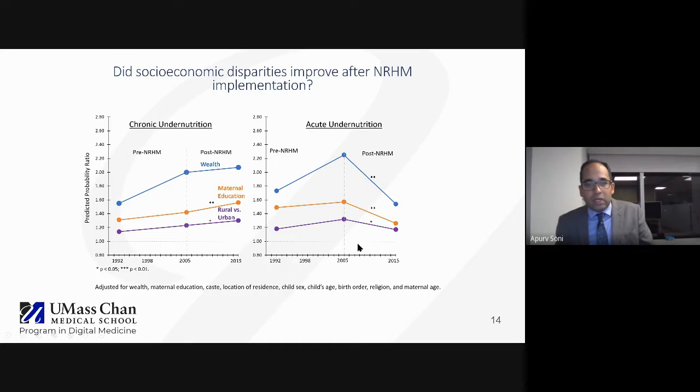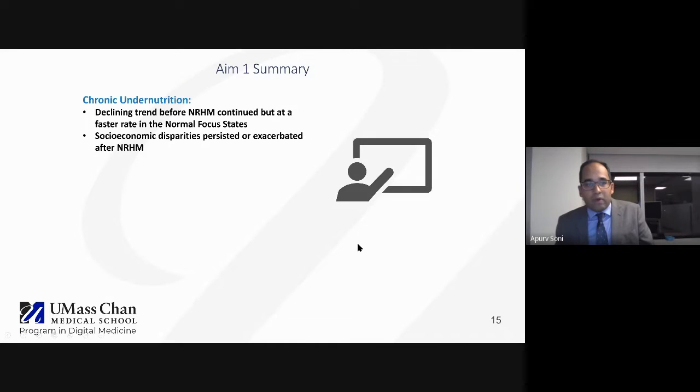And so taken together, what we found was chronic undernutrition had a declining trend before NRHM, which continued but at a faster rate in normal focus states, which were actually where the interventions were not focused in with as much intensity as in high focus states. However, socioeconomic disparities for chronic undernutrition persisted or exacerbated after the National Rural Health Mission.